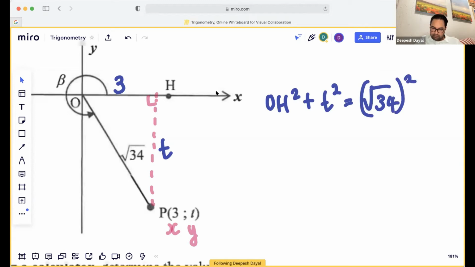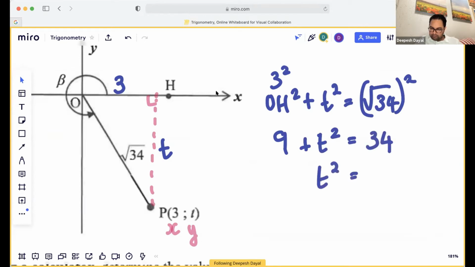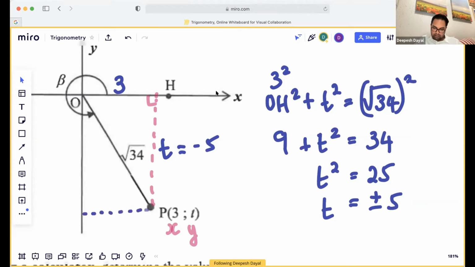And OH we know is 3 squared, right? So it's 9 plus the t squared equals to 34, right? So t squared equals to 25. So t equals to plus or minus 5 because it's the square root of 25. But what do we know about this t? This t has to equal -5 because it is in the negative y. It's negative y value. See here? So t must be -5.